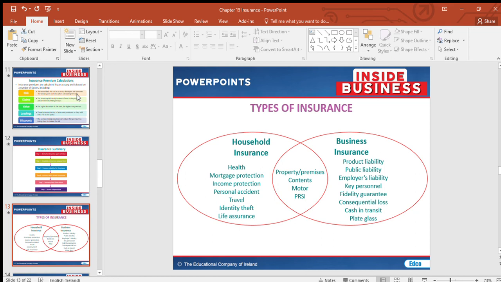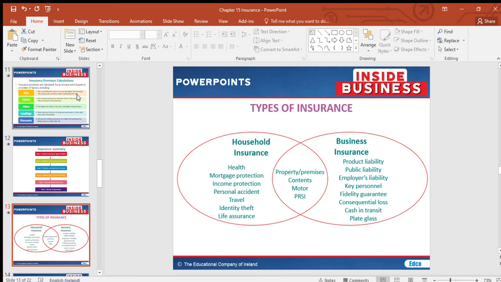So there's an assessment based on how much that person might have earned for the family and providing for the family, and they'll pay a certain amount of premium. Depending on the life assurance they had, if they die at a certain point, then the insurance company will pay out a large sum to the people listed on the will. So there's some of the household insurance right there.